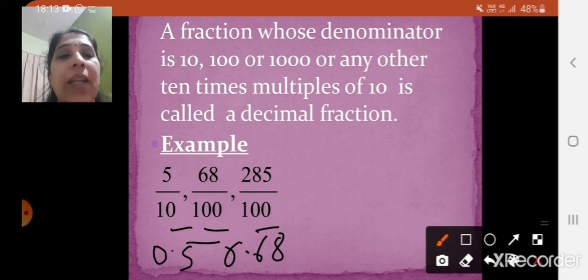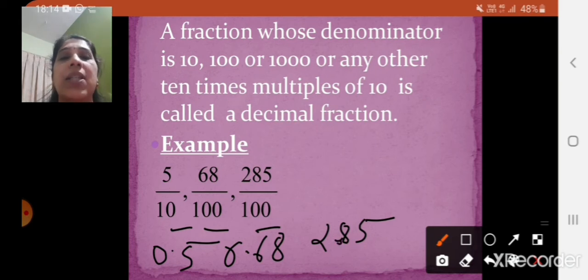Now the third one is 285 upon 100. Again in the denominator there are 2 zeros, so again 2 decimal places. You will write 285 and, starting from your right hand side, 2 decimal places means 85 and the point comes before it: 2.85. So this is the simplest way of writing the decimal form. One 0 means 1 decimal place, 2 zeros means 2 decimal places, 3 zeros means 3 decimal places, and so on.